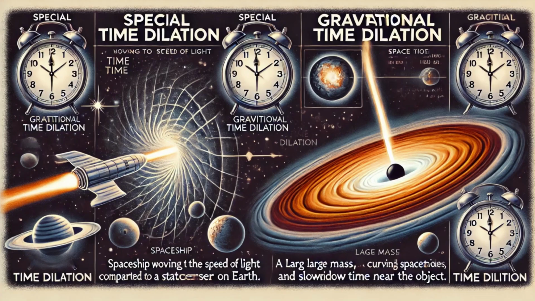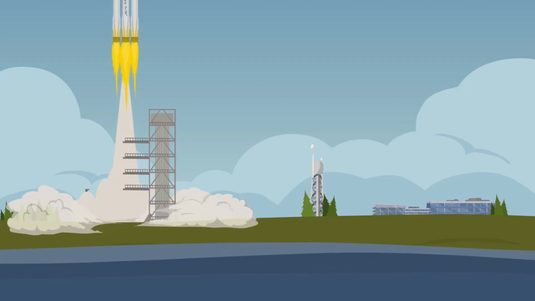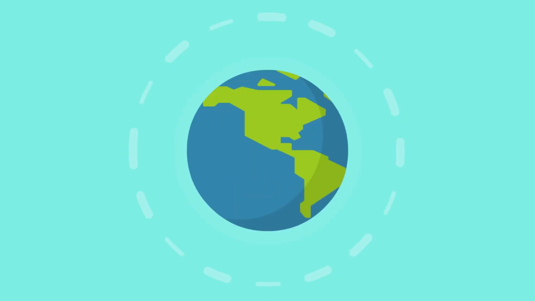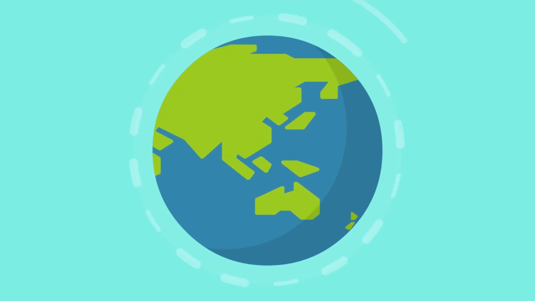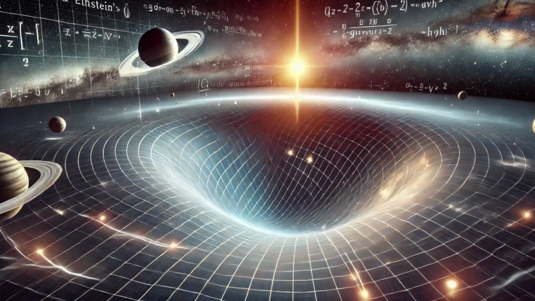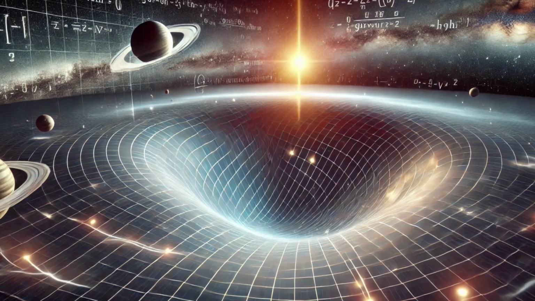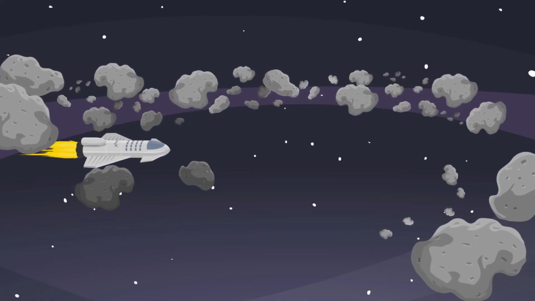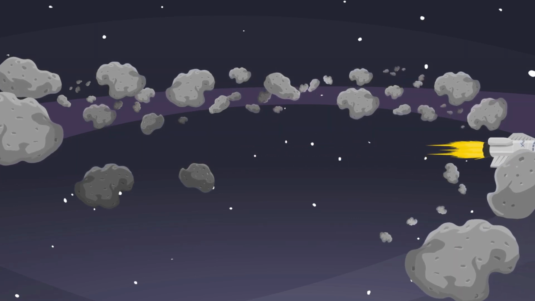For example, if you were on a spaceship zooming close to the speed of light, you might feel like only a year has passed, but people on Earth might experience many more years passing. This slowing down of time, called time dilation, is key to the idea of traveling to the future. If you could travel at nearly the speed of light, you'd experience time much slower than everyone else.